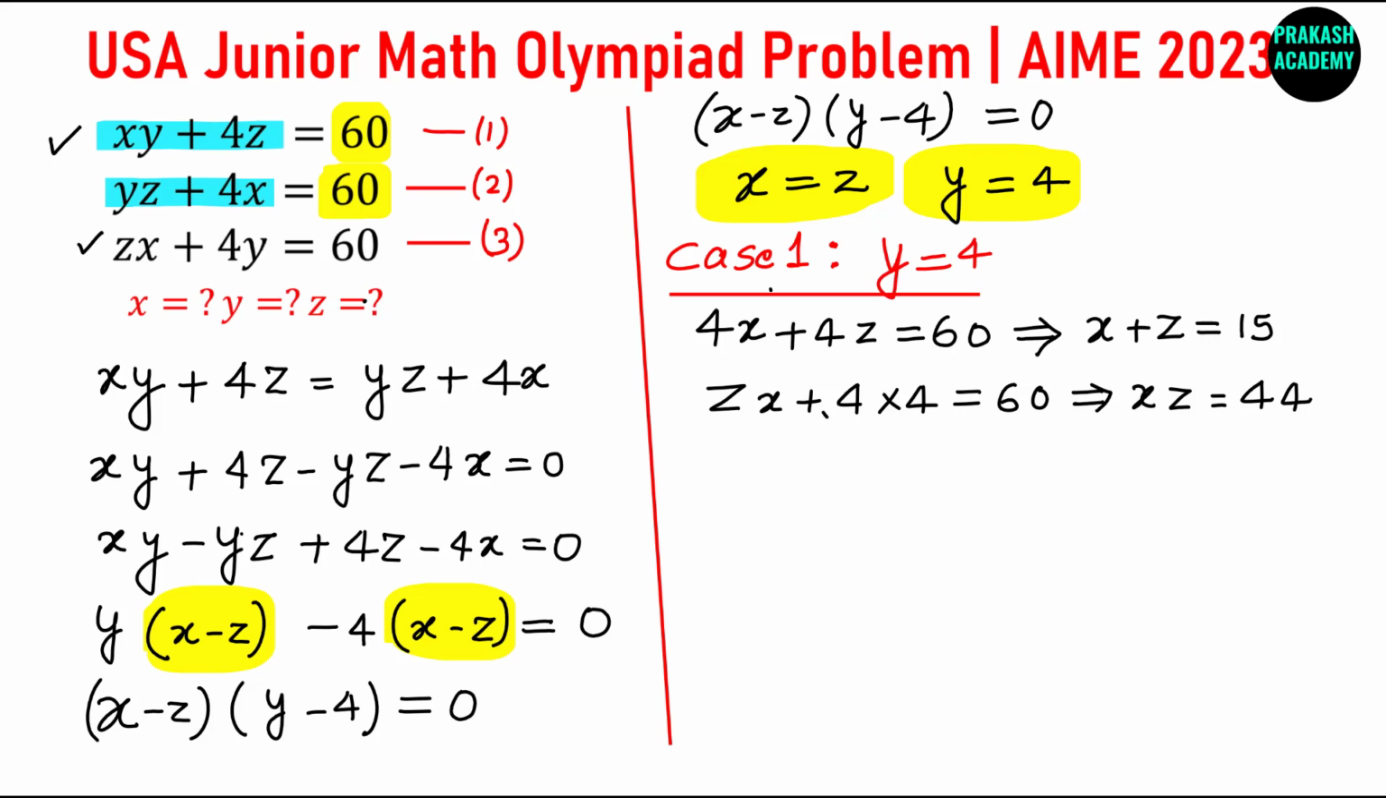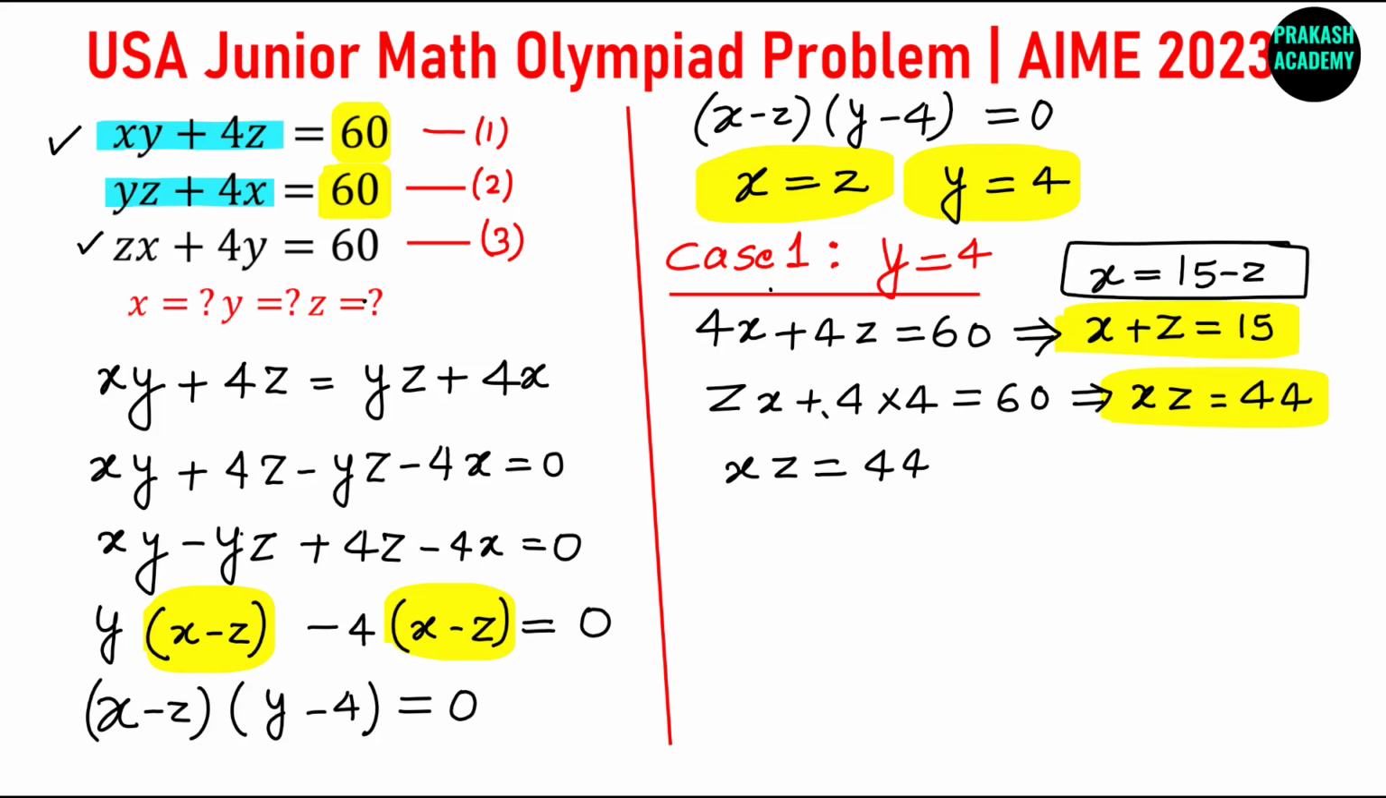So now I have two equations, one in terms of x and z, and another in terms of x and z. So we can solve for x and z. I have xz = 44. In this equation I will plug the value of x. From the other equation, x = 15 - z. So let us plug this value: (15 - z) times z = 44. So this becomes a quadratic equation.